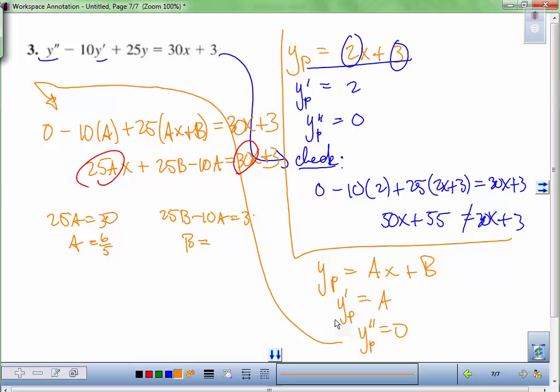So b is equal to what? 12 over 25. Can we get a second on that? All right. So now we have a and b, and now we have the particular solution. So yp should equal a, which is 6/5, times x, plus 15/25ths, which reduces to 3/5. All right, so plus 3/5. That should be it.